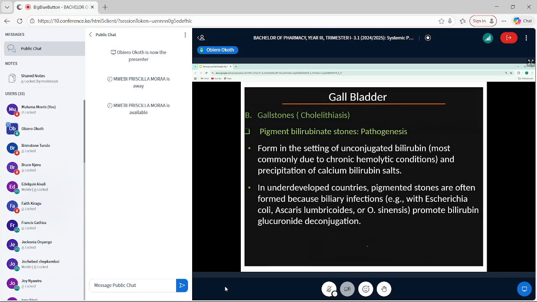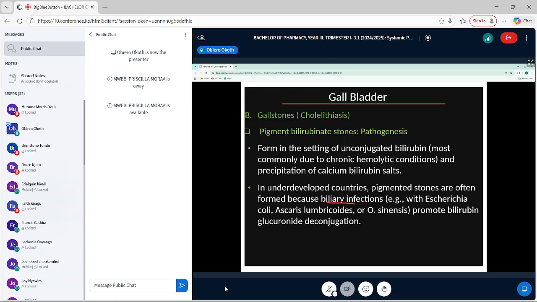For the pigment stones it's a bit different. Anytime you have unconjugated bilirubin, so most commonly due to chronic anemias or chronic hemolytic conditions, and then a condition that can precipitate bilirubin salts. So we see this mainly in biliary infections. We've talked about E. coli, Ascaris lumbricoides, and also Opisthorchis sinensis. These promote bilirubin glucuronide deconjugation.